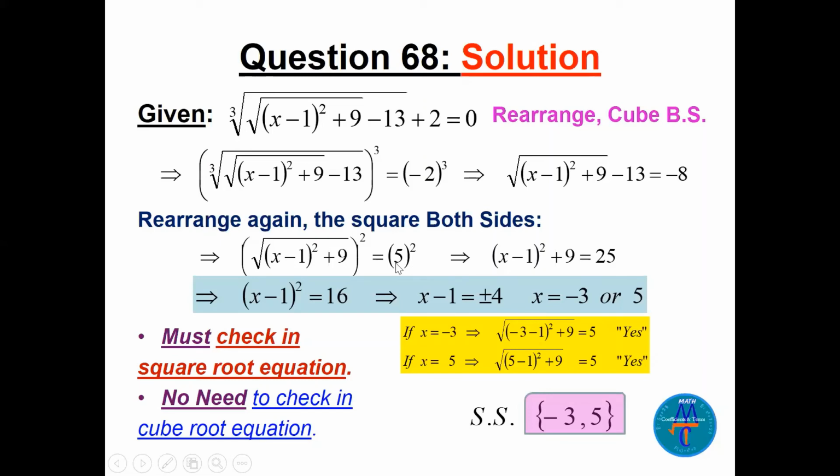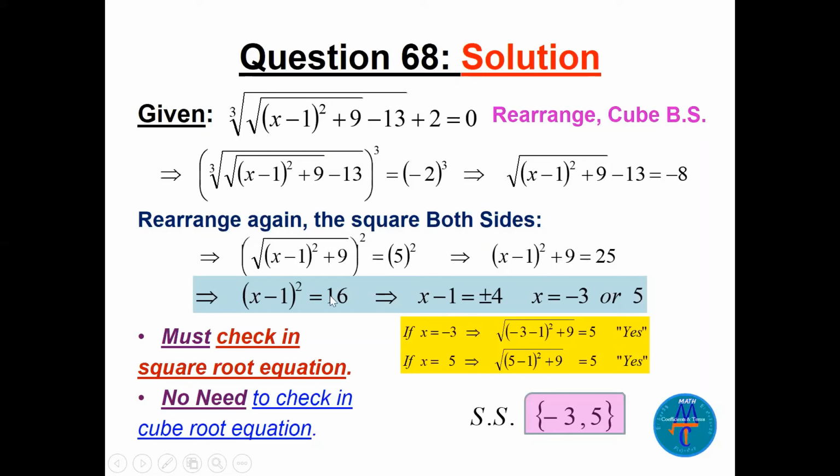Square both sides. Now, remember here, there's a big mistake. Some students might take the square root of x minus 1 squared plus 9 and split it into x minus 1 plus 3. That's wrong. You have to have multiplication here, but since we have addition, you have to leave it there. Okay, so square both sides, you get x minus 1 squared plus 9 is equal to 25.